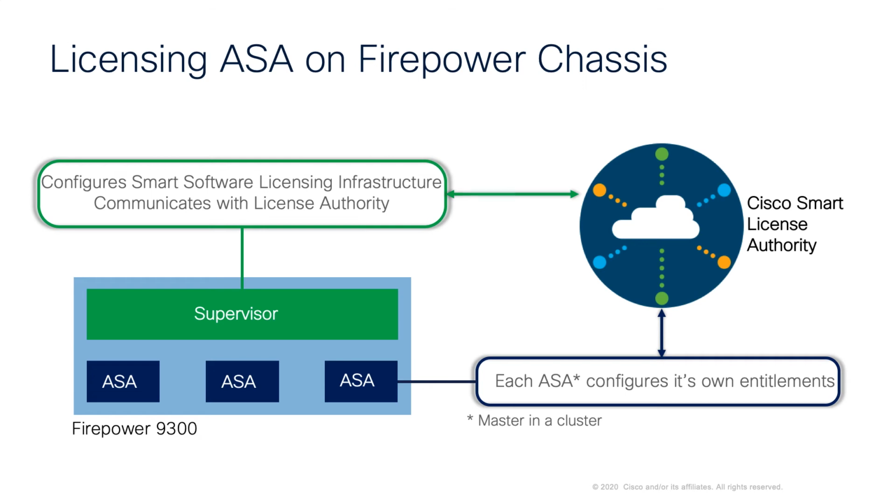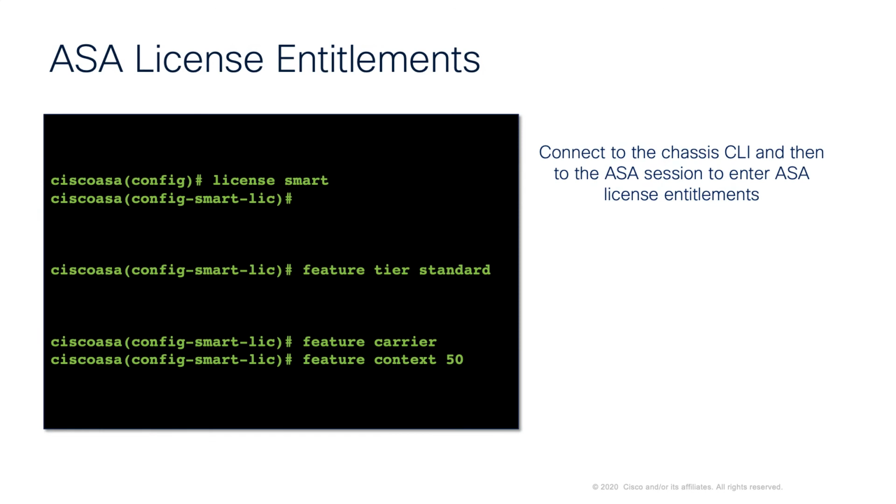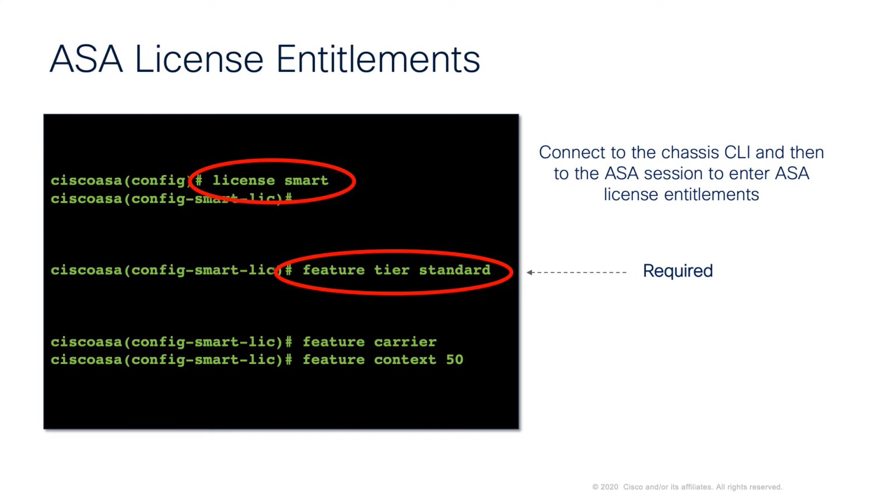To configure the ASA license entitlements, access the CLI of your chassis and then drop onto the ASA session. From there, we can enter the license smart command. We can configure our feature tier, which is a required option, and then we can put in our optional features if we need to. So whether we want to go for the carrier instance, which enables some of the service provider features, for example, things like GTP inspection or Diameter inspection, or if we want to enable multi-context as well.